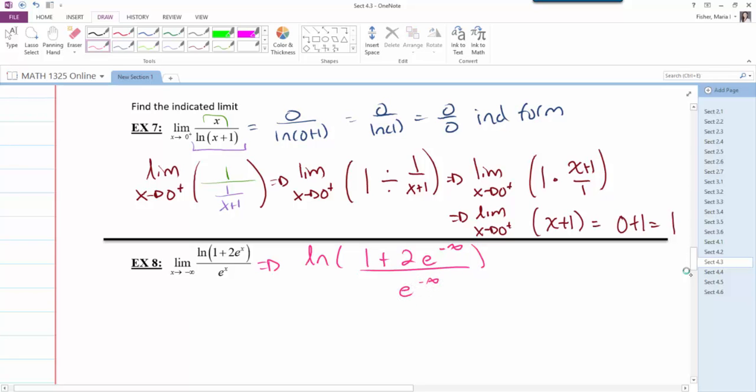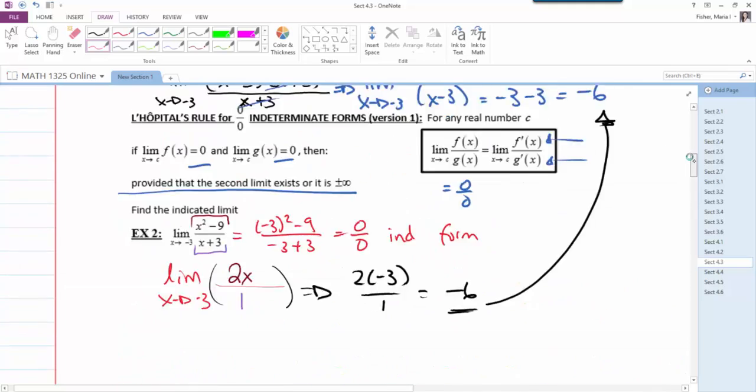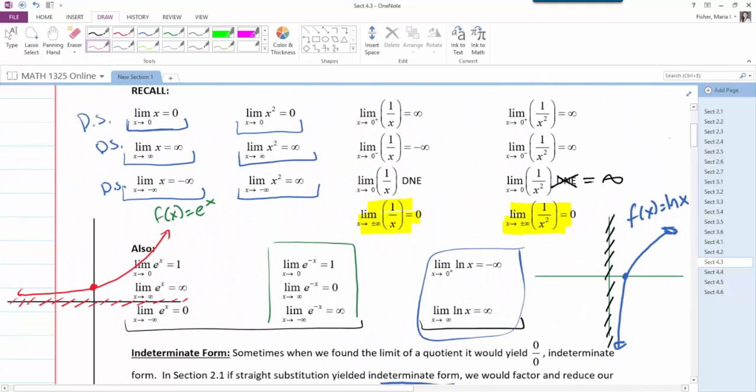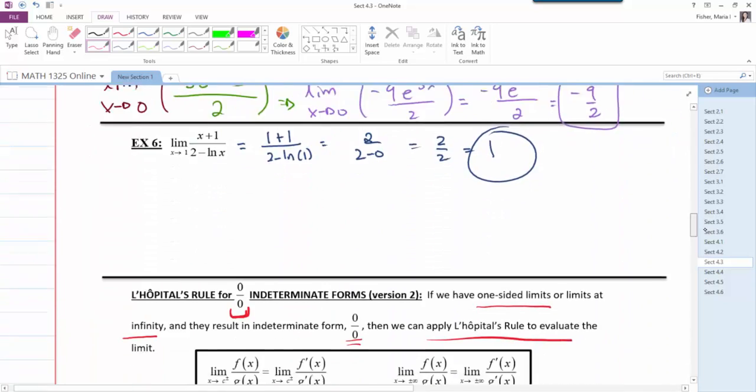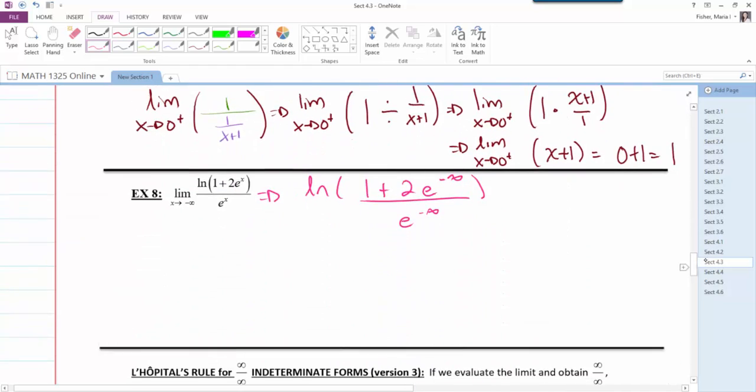e to the negative infinity is actually going to 0. So if we go back here, e to the negative infinity is actually going to 0. So the limit as x approaches negative infinity of e to the x is going to equal 0. So that's going to be the natural log of 1 plus 2 times 0, because again, e to the negative infinity is 0, all over 0, which is just the natural log of 1 over 0, which is 0 over 0, which is my indeterminate form.